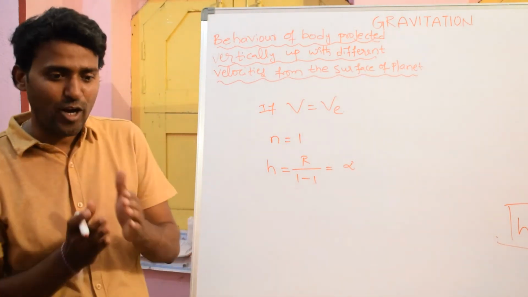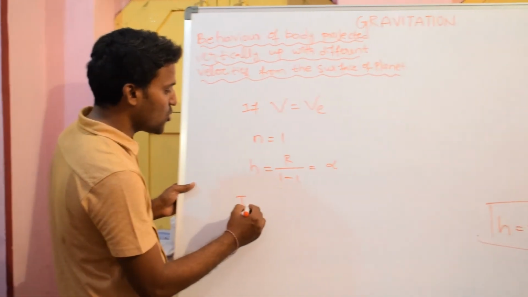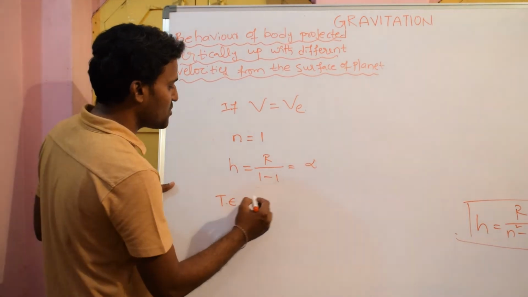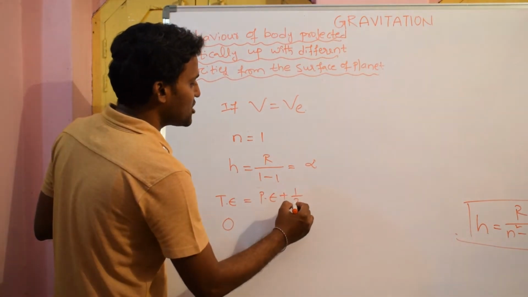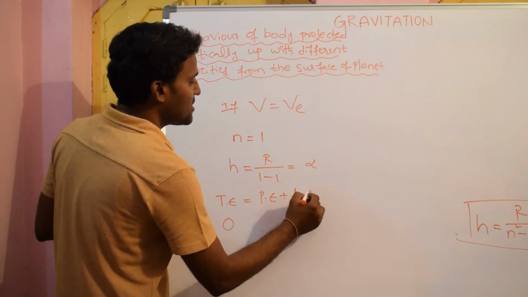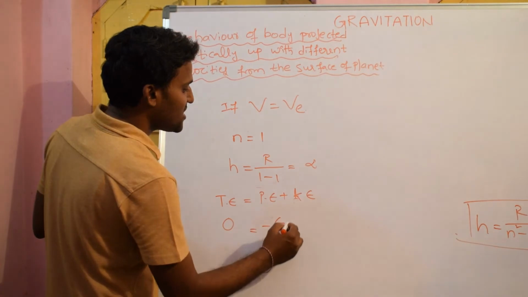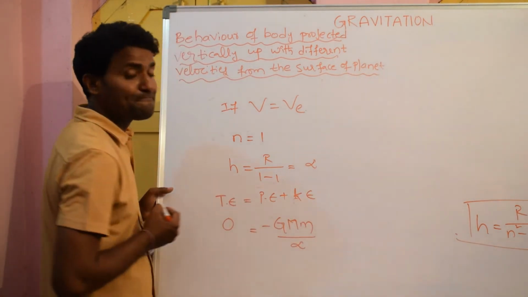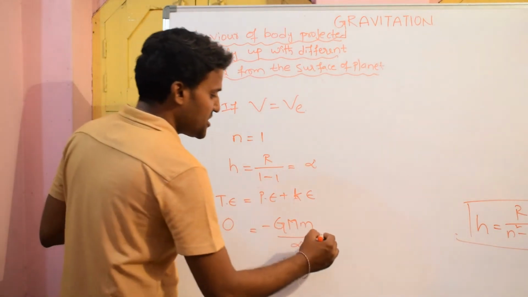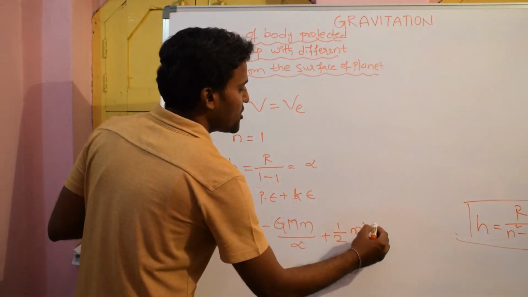At that moment, when the object is out of the field, the total energy is equal to zero: potential energy plus kinetic energy. What is the potential energy equation? Minus G M m divided by the infinity distance, R equal to infinity, plus half m v infinity whole square.